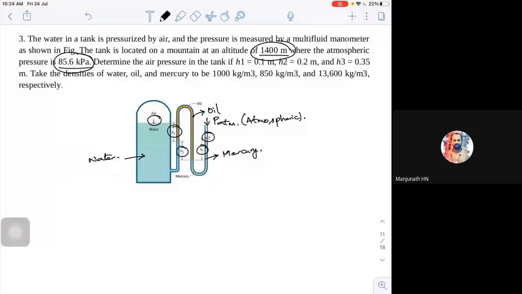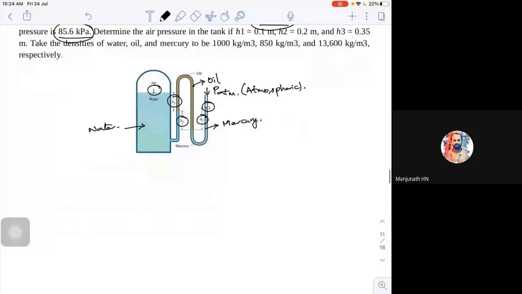Now if I try to write the balance equation, if I call the pressure at the point P1, then I have the density of water, rho into g into H1. The first fluid is my water, the second fluid is oil. Look at this particular thing: what I'm trying to do is go up. When I'm going up, I'm taking it as positive. When I'm coming down, I'm taking it as negative. That rule applies here.